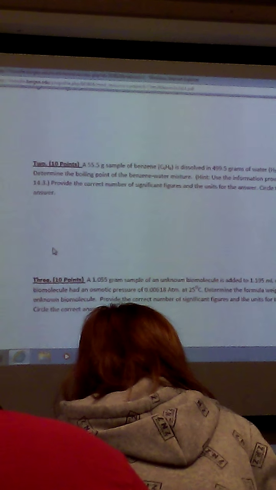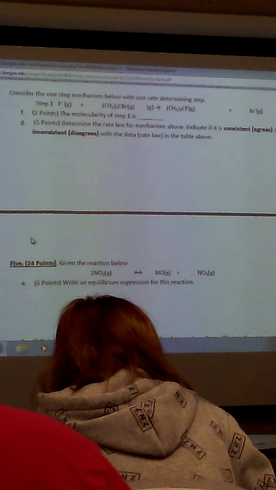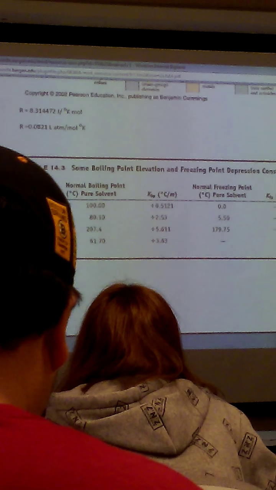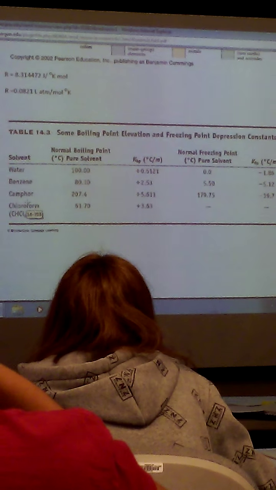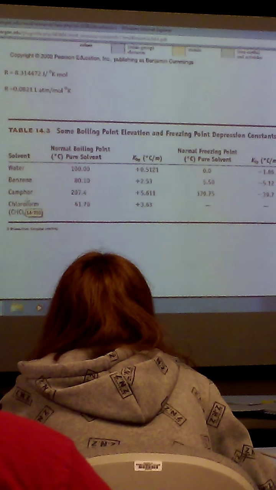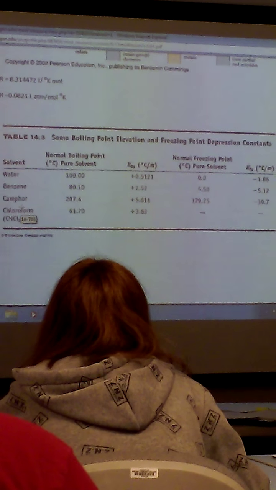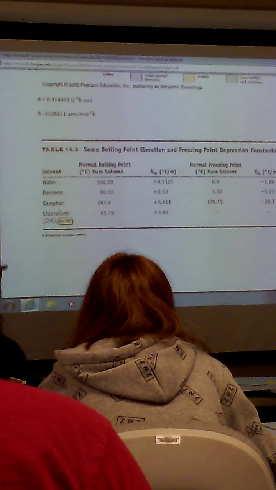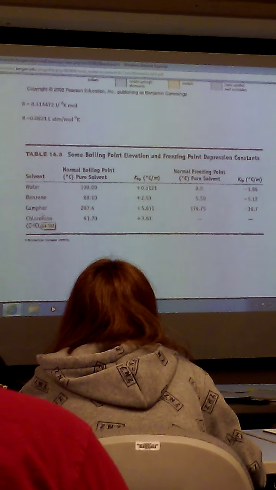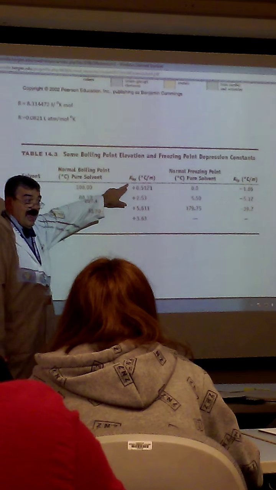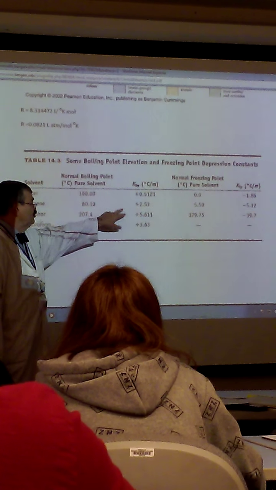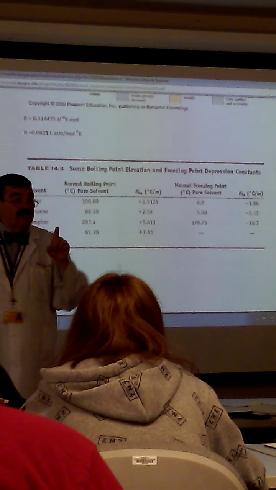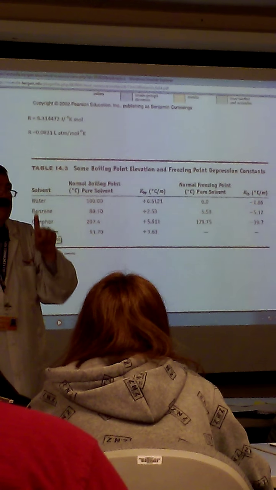Say that again. Okay. Thank you. Just look at this. You got KBs, you got KFs. You've got water, you got benzene. You have more data here than you need. You got to pick the right stuff. You got water and you got benzene present. Which KB, because it's a boiling point, right? Which KB are you going to use, the first one or the second one? Because water is the solvent.